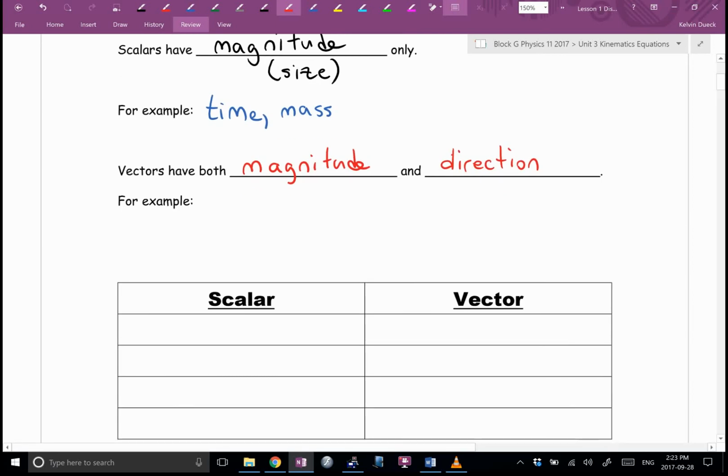Examples of vectors. Force. It makes a difference which way you push on something. Velocity. Mr. Dewick, it would be wonderful if there was a clever way that I could remember that velocity is a vector. Mr. Dewick, if you were a good teacher, you'd have some dumb way for me to remember that velocity is a vector. Yeah, I got nothing. Sorry, you're on your own.